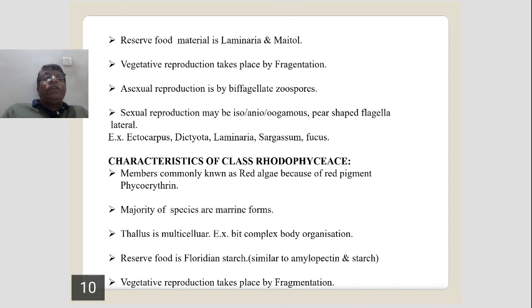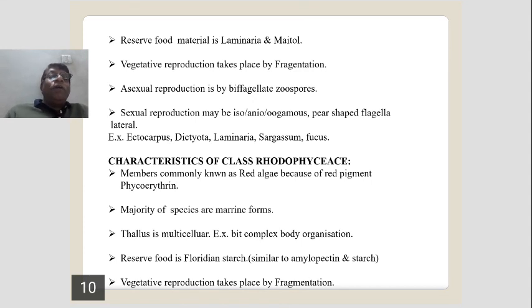Okay, next, how do these algae reproduce? These algae reproduce again by three methods. One is vegetative, another is asexual, and lastly, the sexual method. Vegetative reproduction mainly takes place by fragmentation. What is fragmentation? If the thallus is cut into small pieces, each piece is called a fragment. That fragment develops into a new plant body.